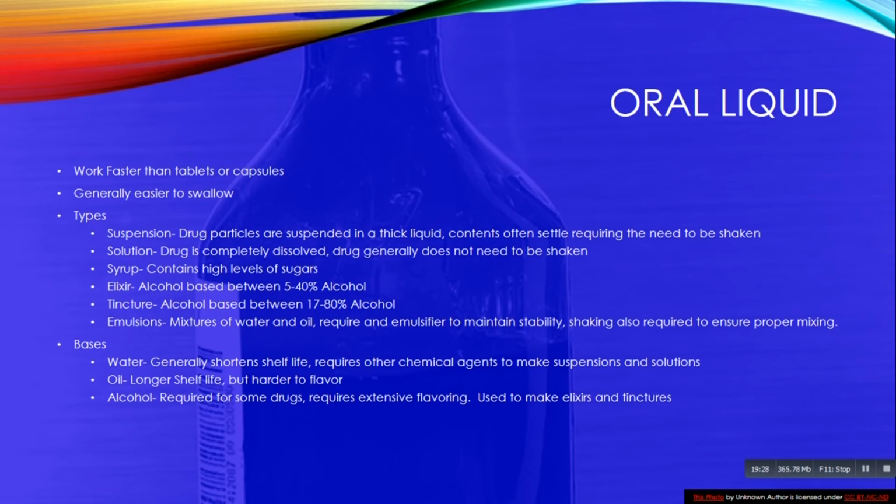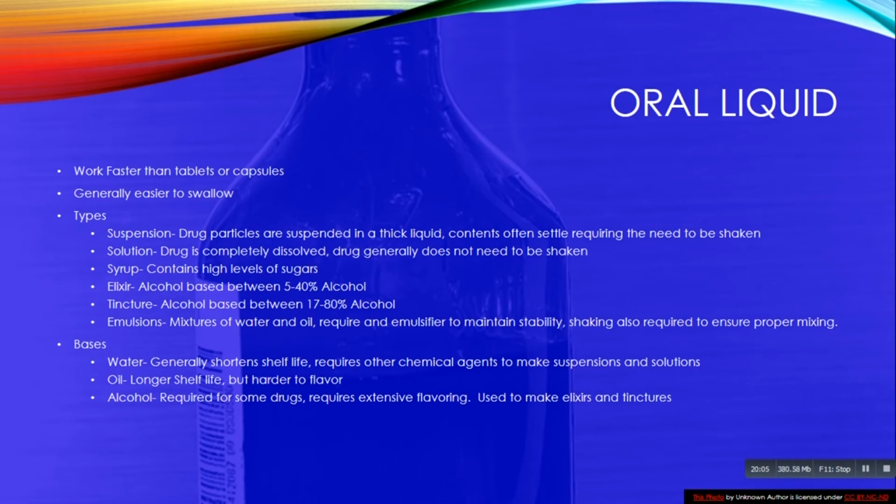Solutions do not need to be shaken because the drug is completely dissolved within the solution and you're pretty sure that that is a homogeneous mixture. Syrups contain high levels of sugar, can take on the form of a solution or a suspension, so watch how it behaves because you may have to shake a few of those. Elixirs are alcohol based and generally speaking between 5 and 40% alcohol. Tinctures are alcohol based, between 17 and 80% alcohol.